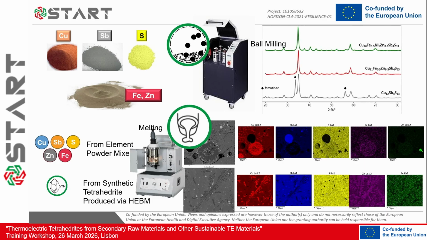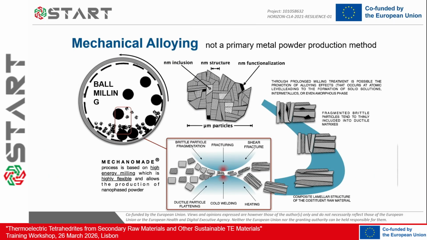The ball milling also had its problems, but eventually we solved them. There was formation of alternative phases like famatinite, but by adjusting the amount of dopants and the milling conditions, we arrived eventually at forming the synthetic tetrahedrite that we wanted. So let me digress a bit more on ball milling.